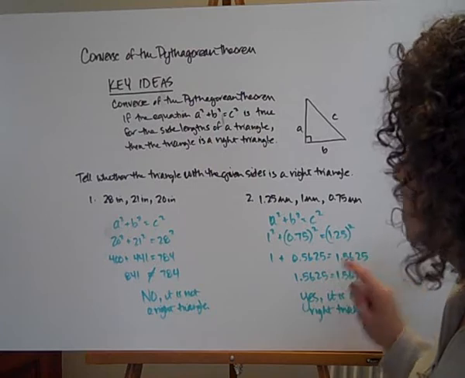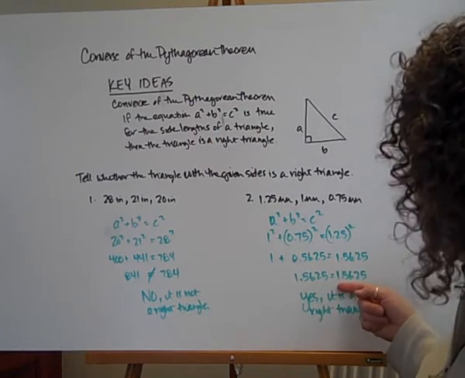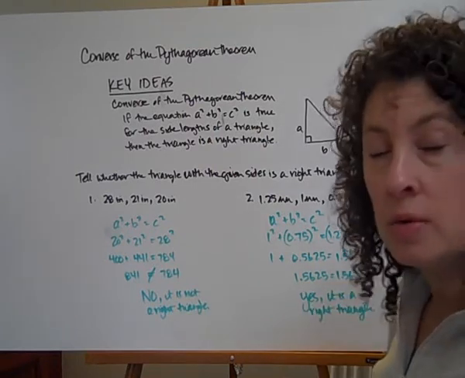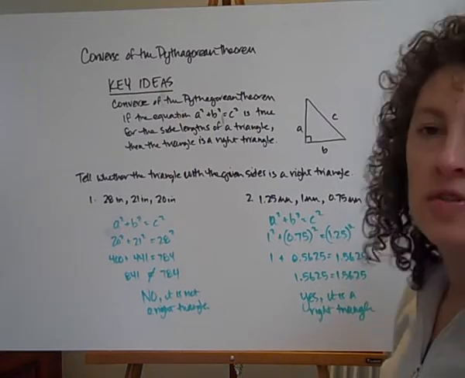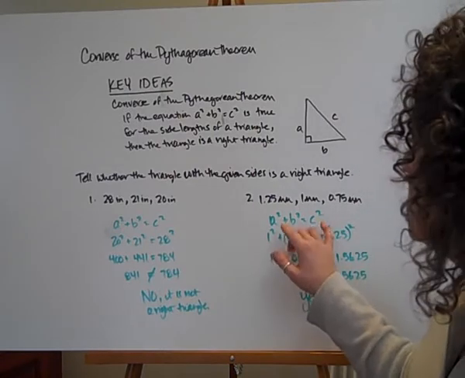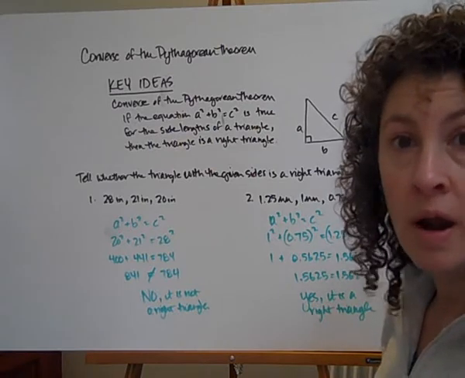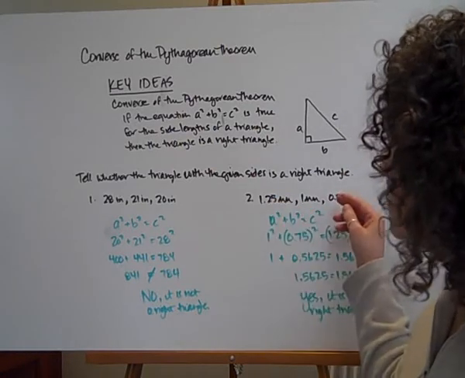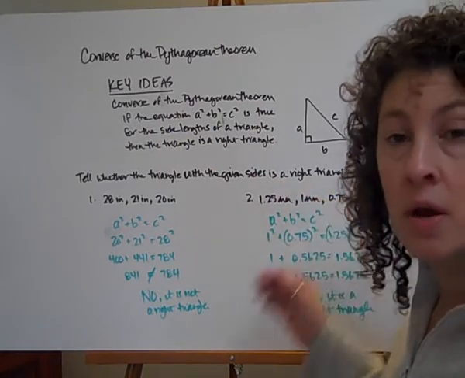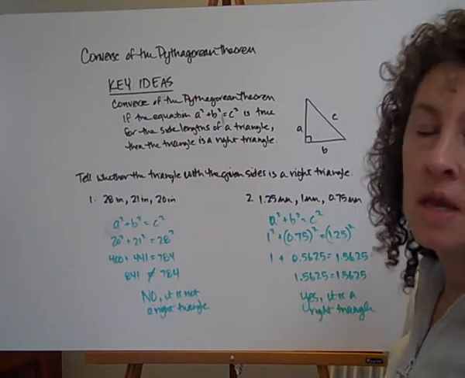I'm going to grab those squares. When I add them together, I see that the sums are equal to each other. So yes, this is a right triangle. So using the Pythagorean theorem, instead of trying to find a missing leg because we know it's a right triangle, we are using the lengths of the sides that we already know to decide if this actually is a right triangle.